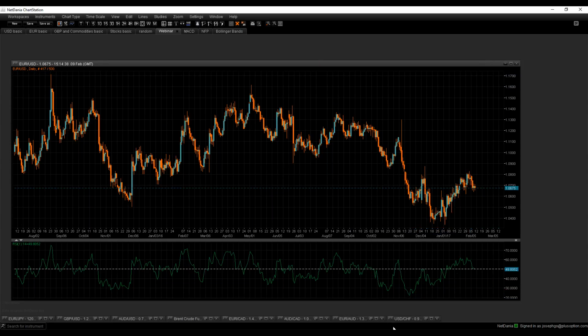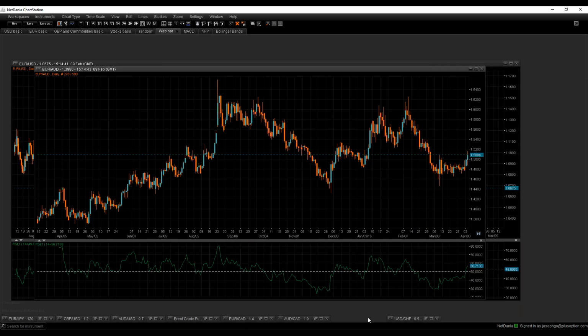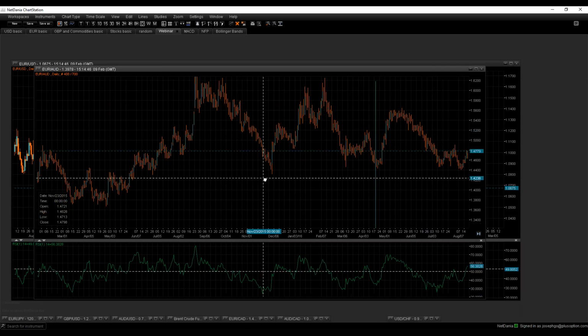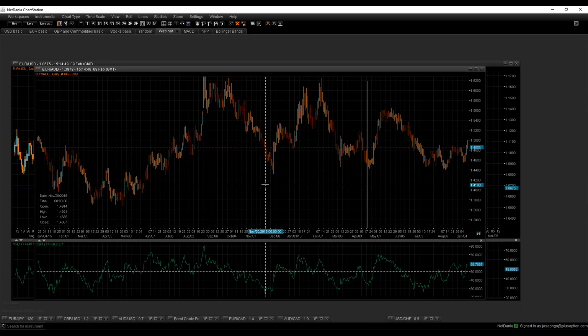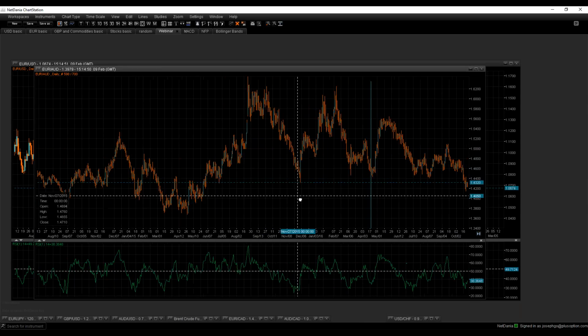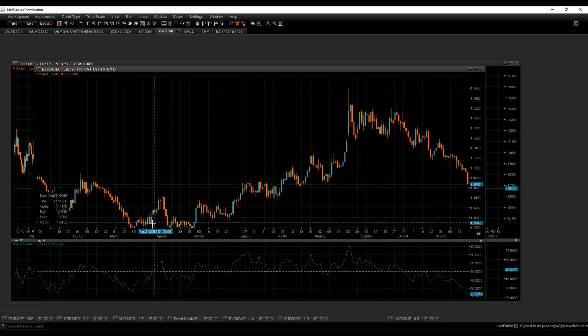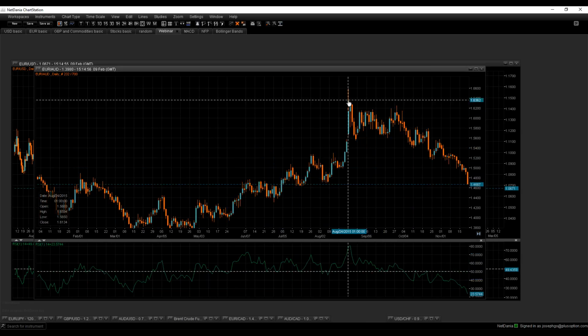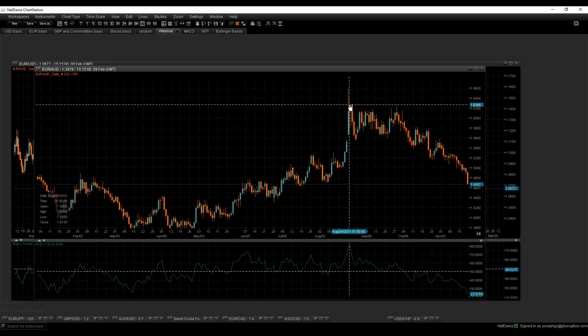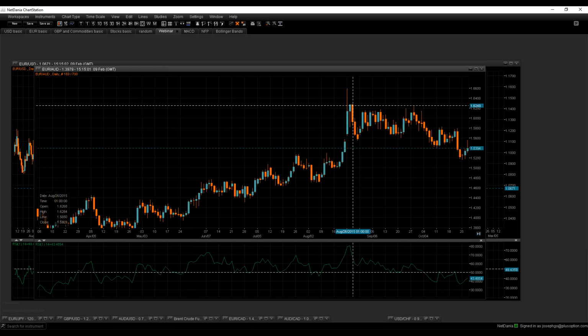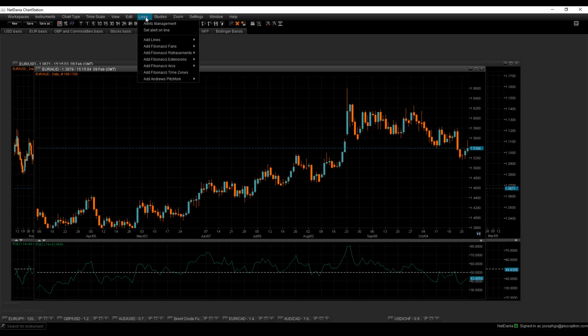Pull up another asset. Okay, Euro AUD. So here we have a nice strong uptrend that comes to a brief halt, and then the two following periods hit the very same part. So I'm going to draw a line here.